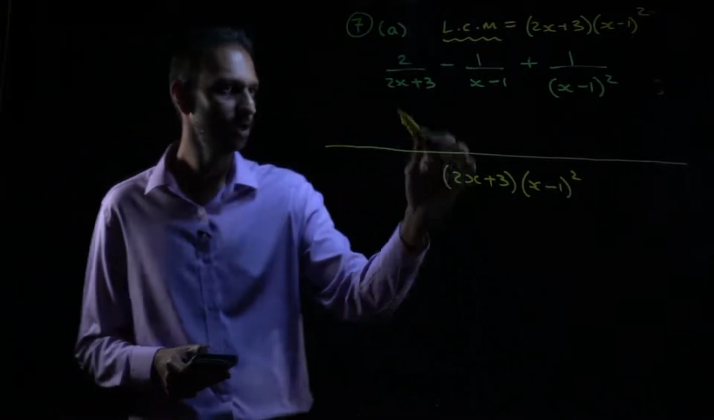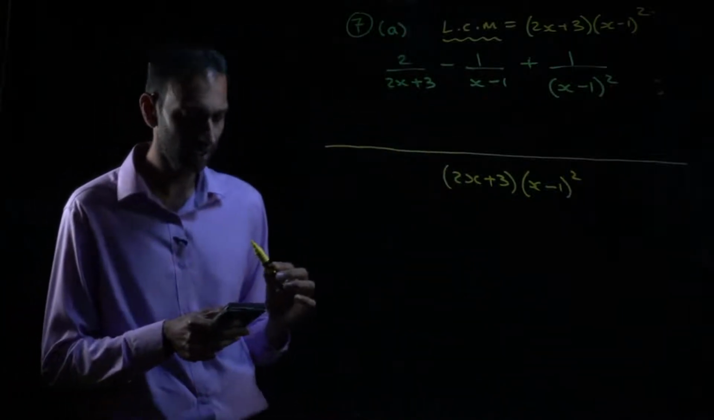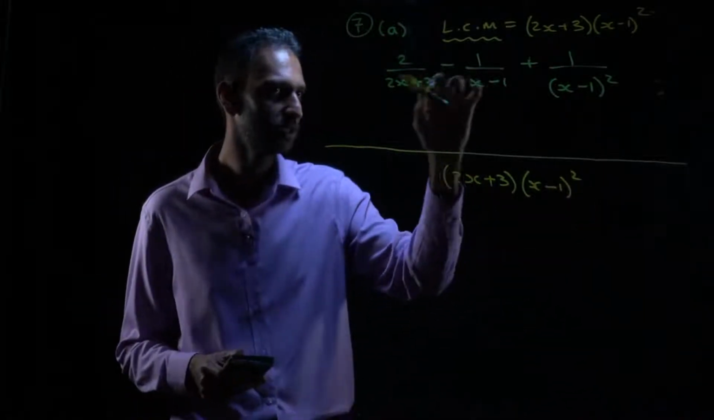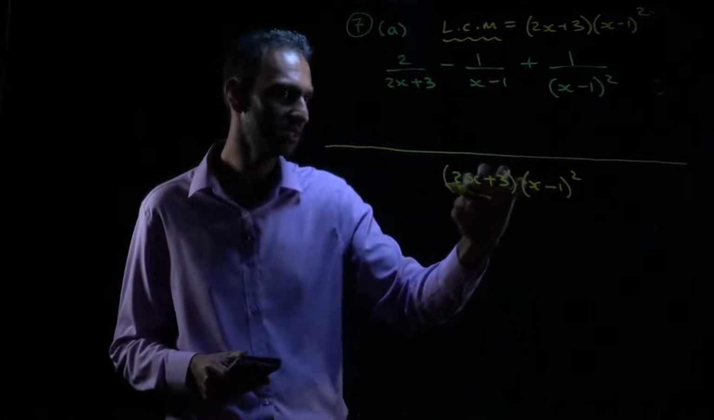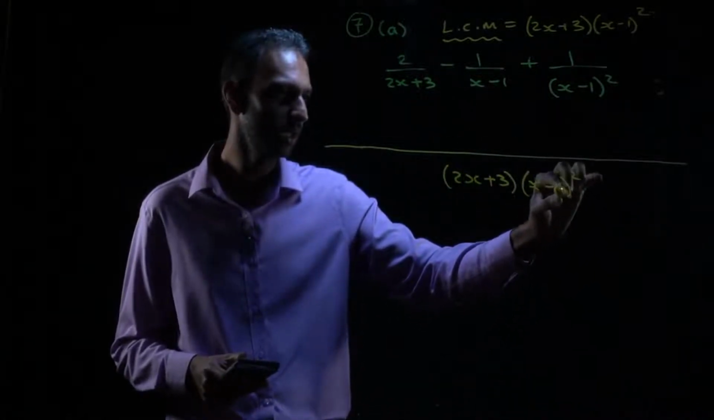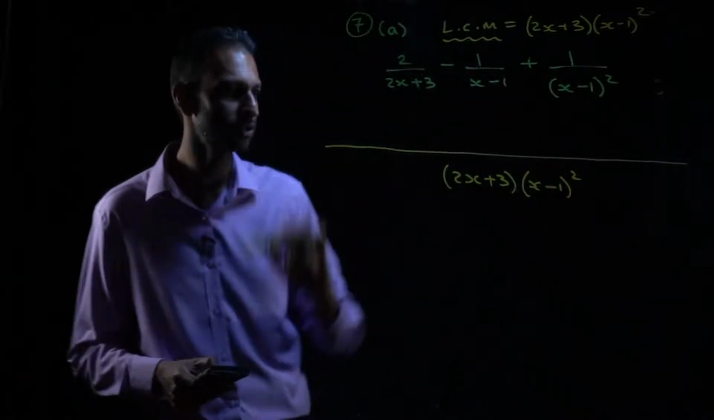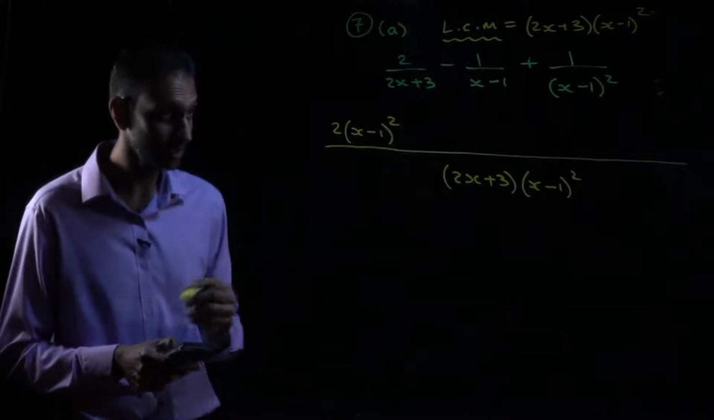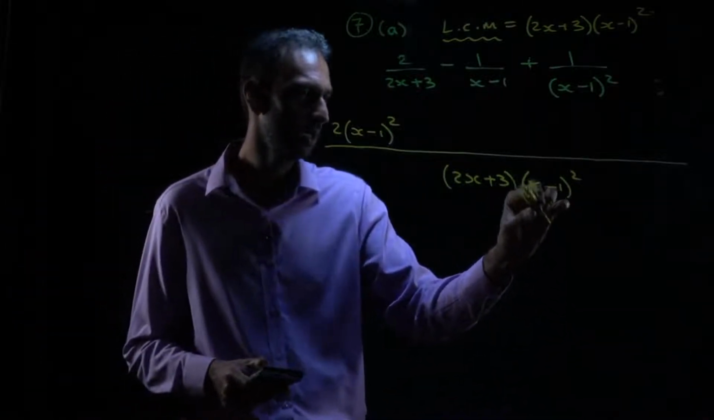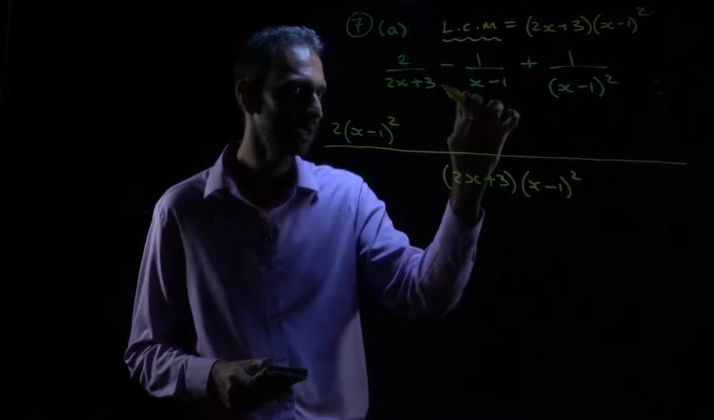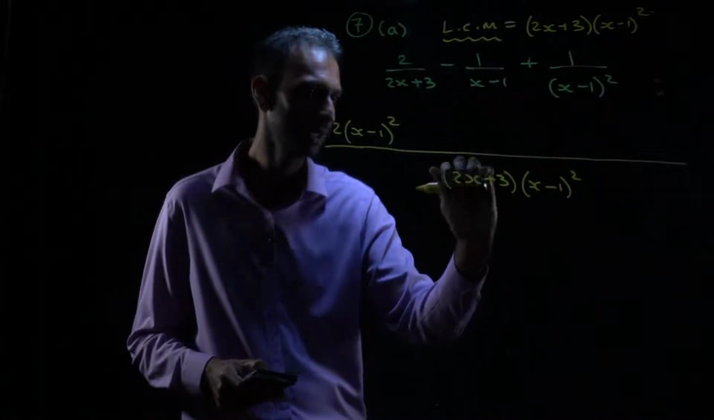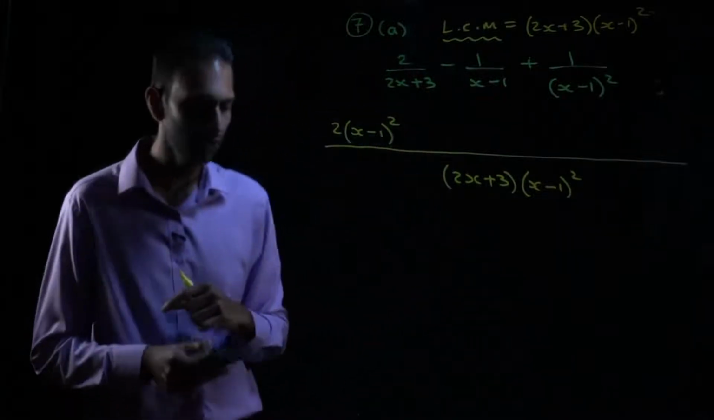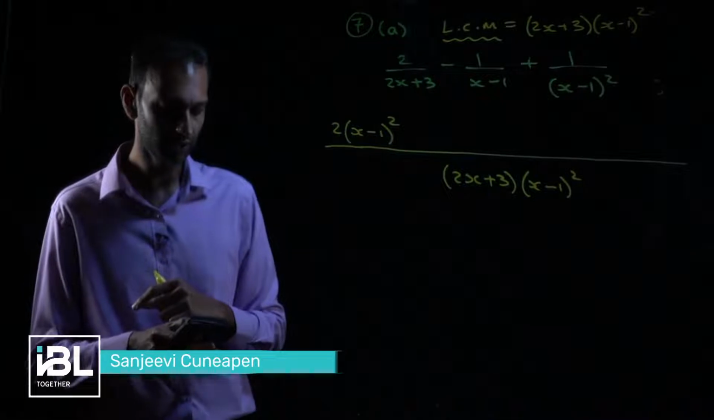Now, how do we generate term by term? Basically, we have (2x plus 3)(x minus 1) squared divided by 2x plus 3. The 2x plus 3 cancels out, and you're left with (x minus 1) squared. Times 2 gives 2 into (x minus 1) squared. I repeat, (2x plus 3)(x minus 1) squared divided by the denominator; the 2x plus 3 disappears, you're left with (x minus 1) squared, then you multiply by 2, which is 2(x minus 1) squared.